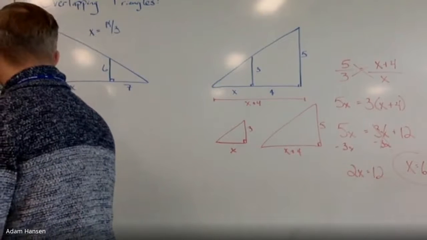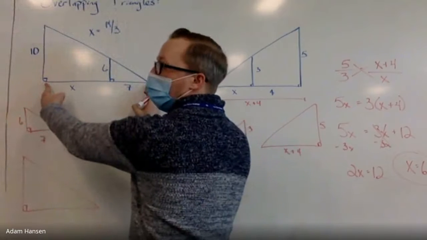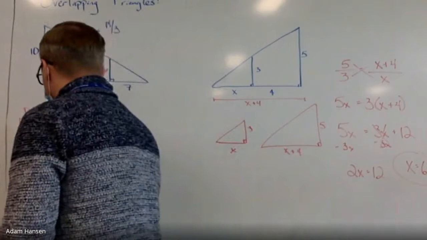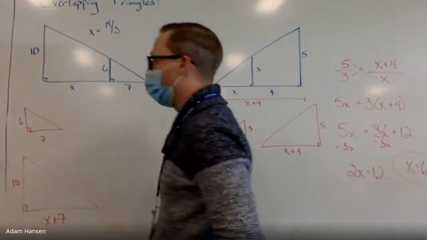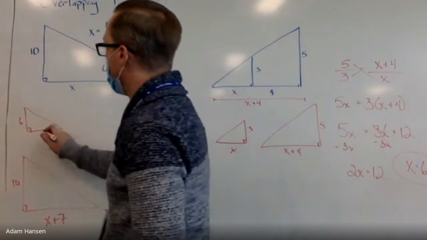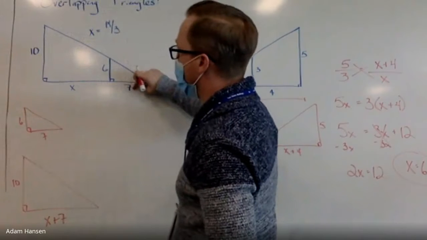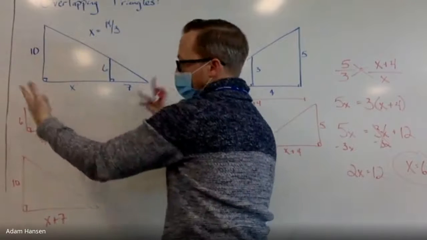Sketch the two triangles separately. What's this total distance from left to right? Good. Relabel all the other distances here. The small triangle has distances of 6 and 7. The larger triangle has a length of 10 and x plus 7. So write a proportion.